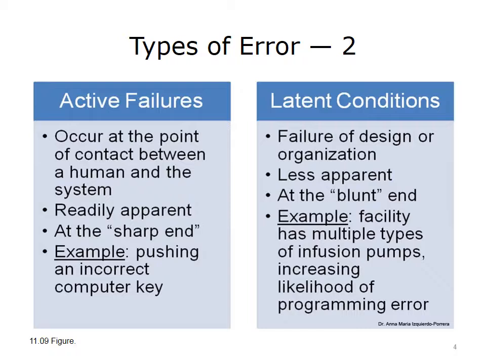Latent conditions represent failure of the system design or organization. We refer to these conditions as conditions at the blunt end. They are less apparent. Examples of latent conditions include when a facility has multiple types of infusion pumps, increasing the likelihood of programming error, or the time pressure that clinicians confront during the course of everyday patient care. Other examples of active failures are ignoring warning lights, operating on the wrong arm, incorrectly programming an IV pump, inadequate equipment.